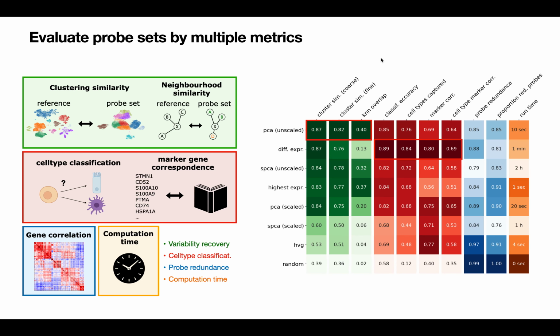All right, so we took a lot of very basic feature selection methods. We have a PCA loadings-based selection, differentially expressed genes, sparse PCA encodings-based selection, as reference highest expressed genes and random genes, and also highly variable genes. And what we found is that PCA loadings lead to the highest performance in our variability recovery metrics group, whereas differentially expressed genes perform best in cell type classification.